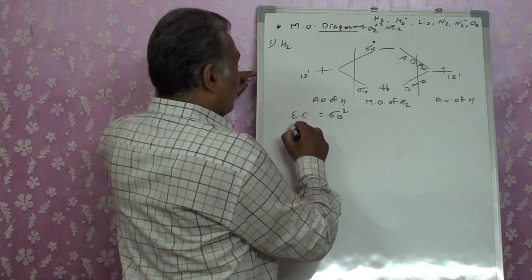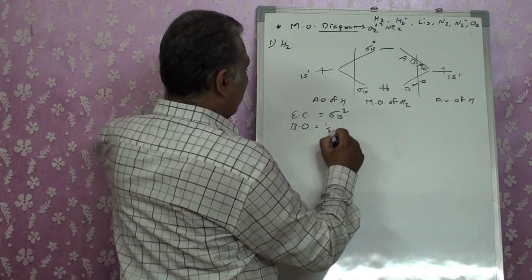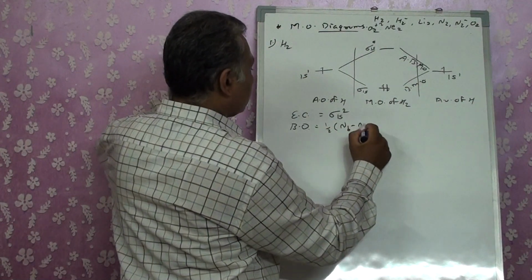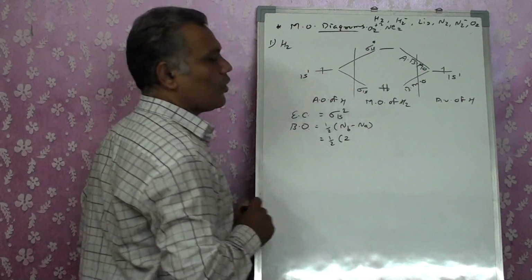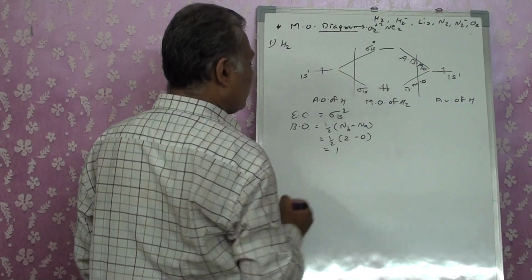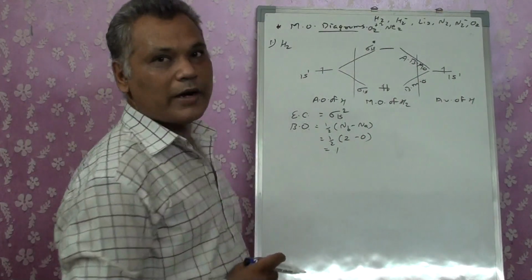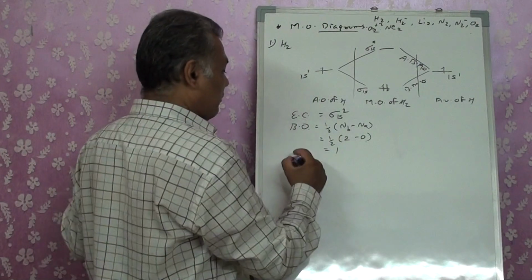Once we get that, we go for the bond order, 1 by 2 times Nb minus Na. So that means we have 2 electrons in bonding molecular orbital, 0 in antibonding. So that means we will have bond order 1. Right? We got bond order 1. And magnetic property.